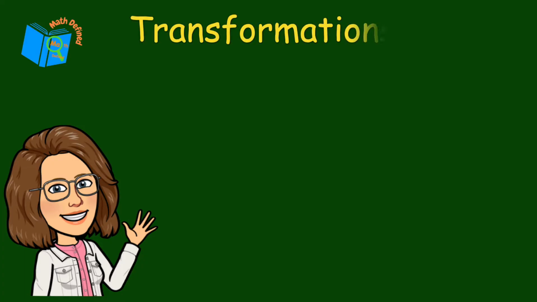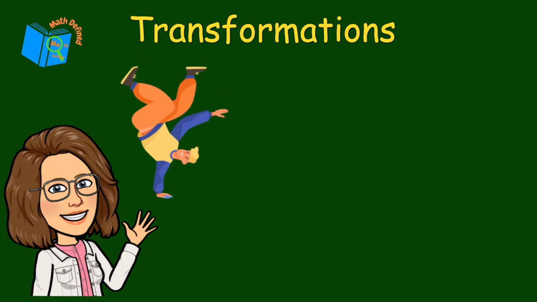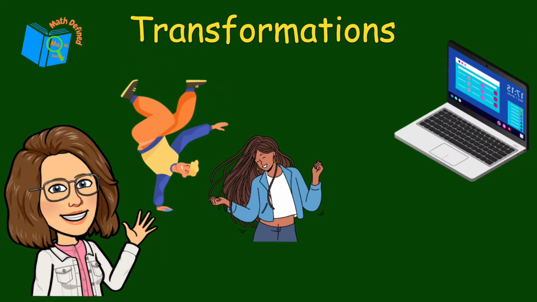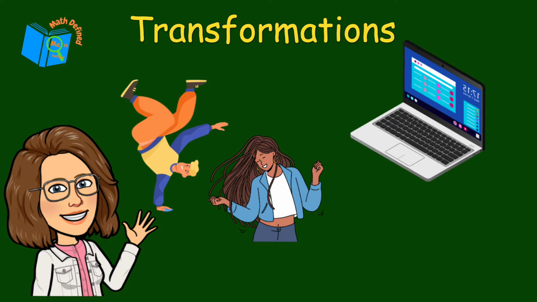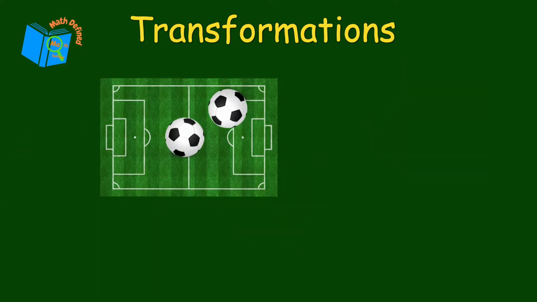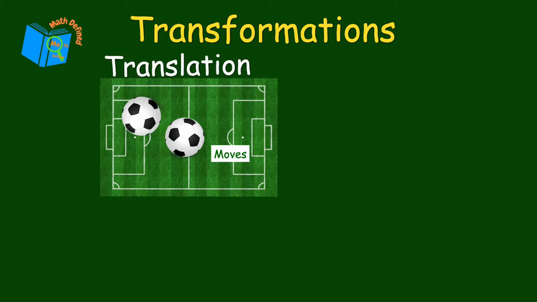Today we're exploring the fascinating world of transformations. Transformations are all around us, from the way we move our bodies to the way images are created on a computer screen. Let's explore a few examples. Imagine a soccer ball in the middle of a soccer field. It moves across the field in different directions, but always stays the same size and shape. This is called a translation.